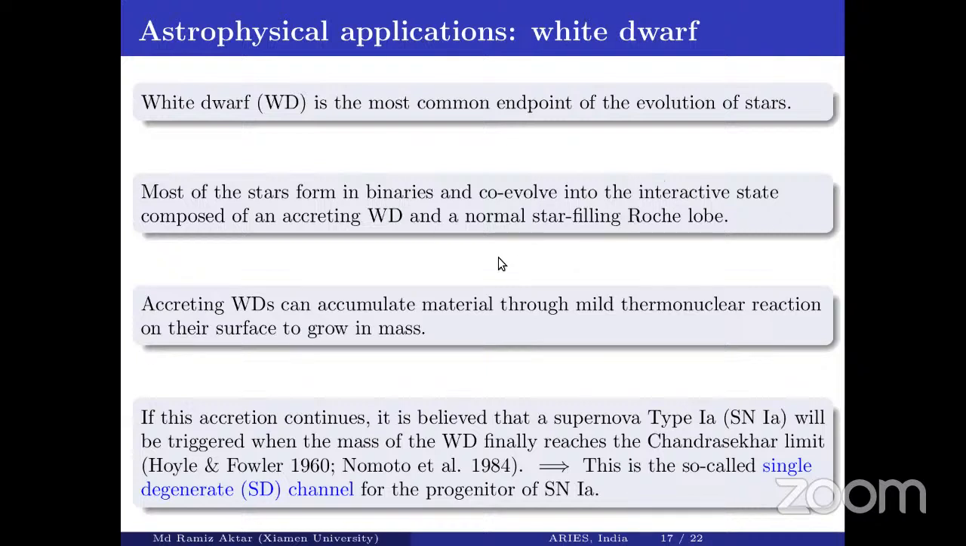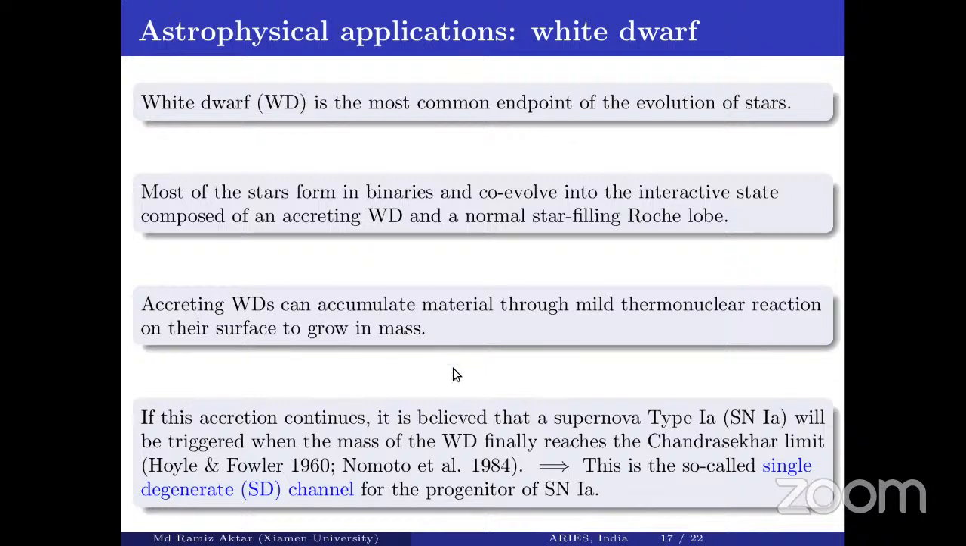This normal star may be a main sequence star or a red giant. And this accreting white dwarf can accumulate material through the accretion process. If this accretion process continues, the white dwarf mass can reach the Chandrasekhar limit, and it can explode, which is known as a supernova. This kind of system is known as type 1a supernova. Also, this type of progenitor channel is known as the single degenerate channel.